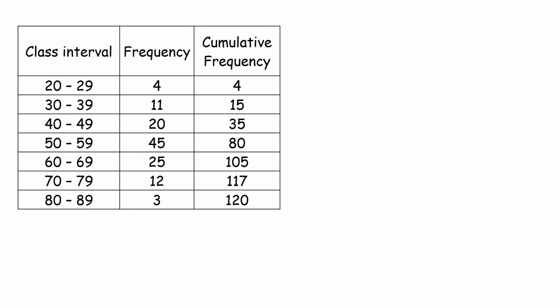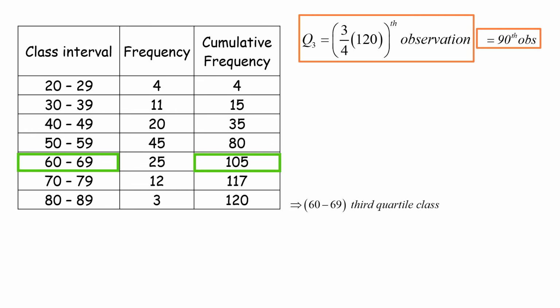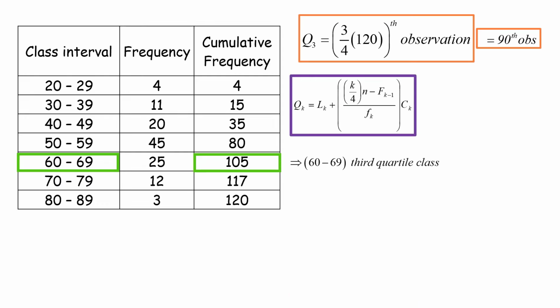Using the same table we can find the third quartile. The third quartile is the value in the third quarter of the data set. 3/4 of the data is the 90th observation. The 90th observation occurs at the 60 to 69 class. Therefore this is the third quartile class. To find the third quartile we will use the formula of quartile of a grouped data.